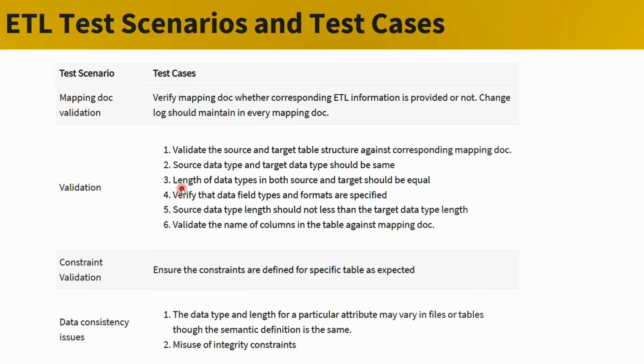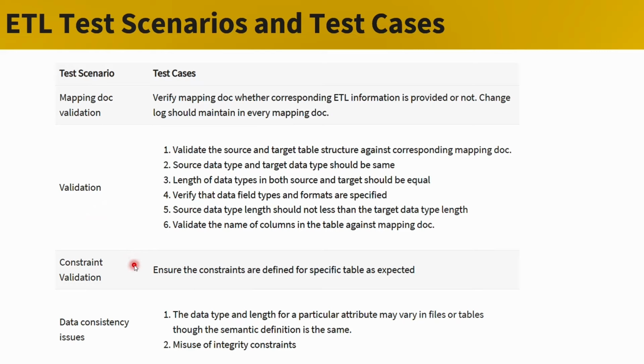And then you need to write the test cases like the length of data types in both the source and target system must be equal. Or you need to write test cases to verify that the data field type and format are specified, the source data length should not be less than the target data type length, and then you need to validate the names of the columns in the table against the mapping doc. So these are the validations you need to perform when you are writing the test cases for the validation.